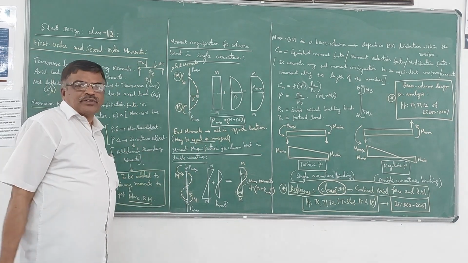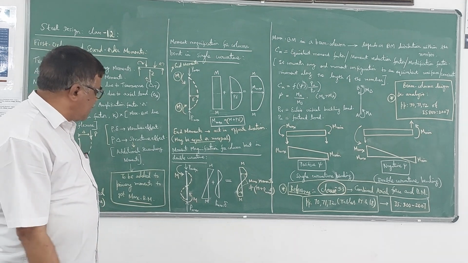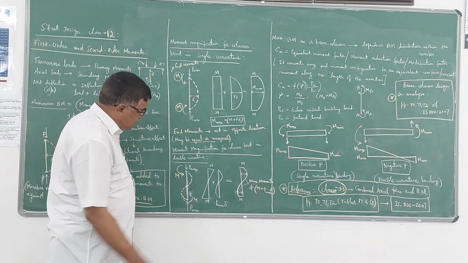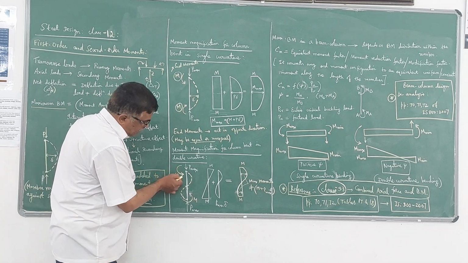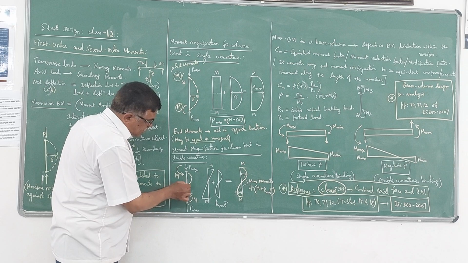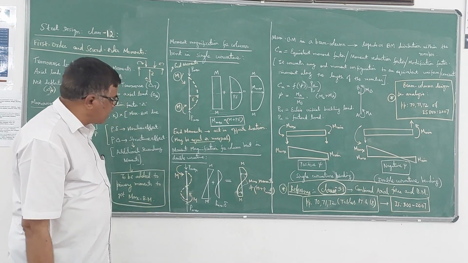The second type is the double curvature. In the case of double curvature, the end moments act in the same direction. You can see here, this is anti-clockwise, this is also anti-clockwise. So in such a case, the curvature will be on both the sides, that is called as double curvature.